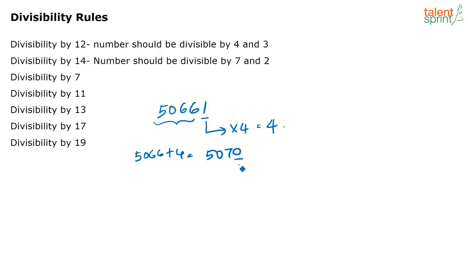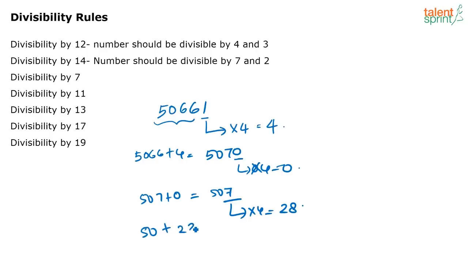Again, last digit is 0. So 0 into 4 is equal to 0. Again 507 minus 0 is equal to 507. Then again you have last digit as 7. 7 into 4 is equal to 28. Now you have to do 50 plus 28, that is equal to 78. Now 78 is divisible by 13, correct? 13 into 6 is 78. So this number is divisible by 13.